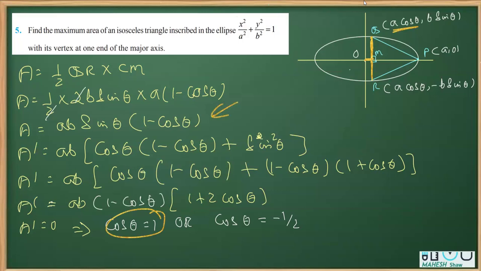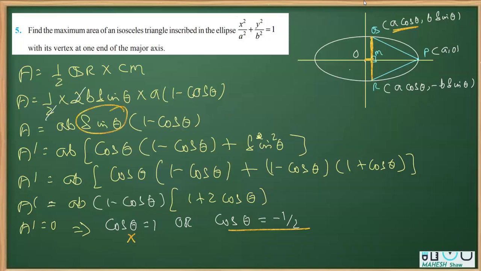Now, what you need to figure out here is that if I place cos theta as 1 over here, so 1 minus 1 is what? 0. So this will become 0. 0 multiplied by any number is 0. So the area is 0. As you know, area cannot be 0. So we'll have to discard this value. So we'll say it is not possible. So clearly cos theta is this.